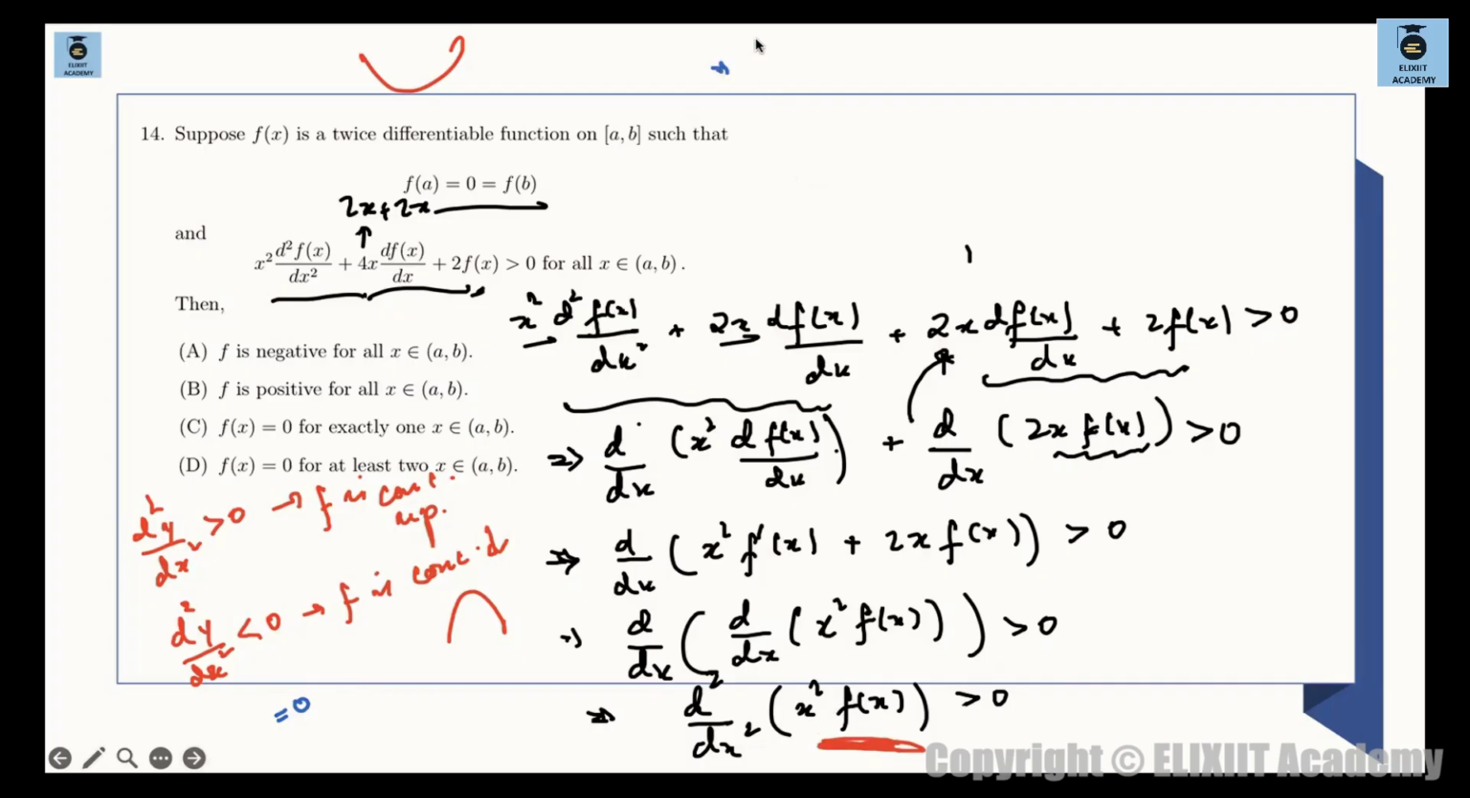So x square fx. So now what we know, x square fx is concave up. This will be concave up. Clear? This is concave up. So concave up means the graph will be something like this. Graph will be something like this. और ऊपर से they have said कि f of a is 0. देखो f of a is 0 and f of b is 0.